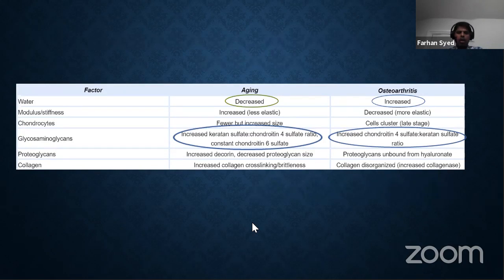And second is what happens to GAGs or the glycosaminoglycans. As you can see, the keratan sulfate content goes up with aging, whereas chondroitin sulfate content goes up with osteoarthritis. More than the content, it's about the ratio, and you have to remember it as the ratio of keratan sulfate to the chondroitin sulfate.